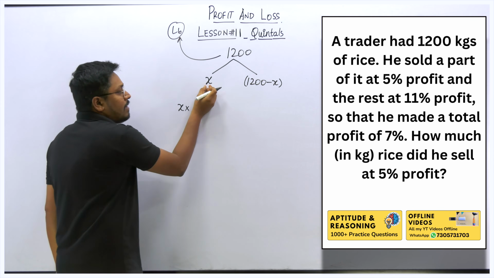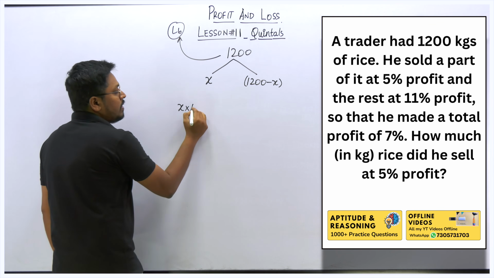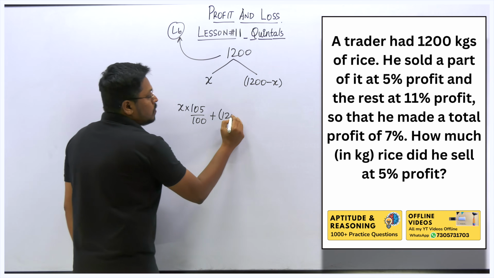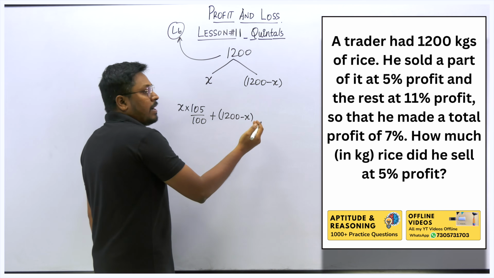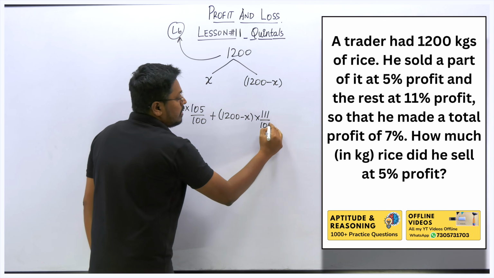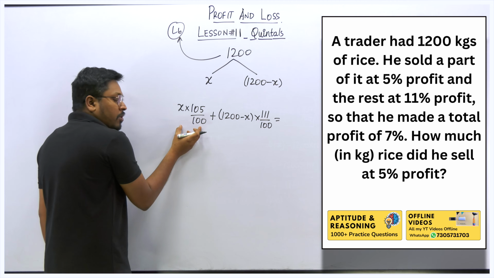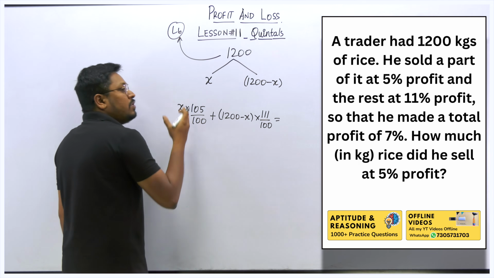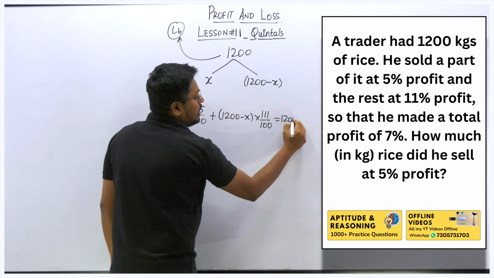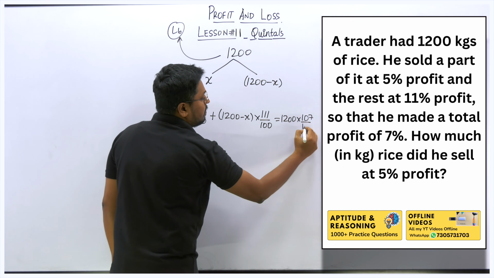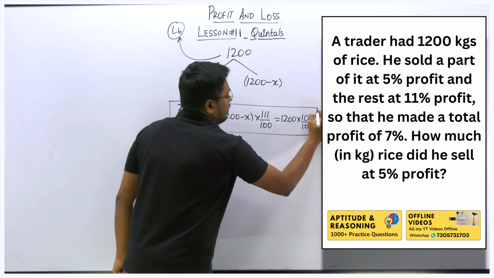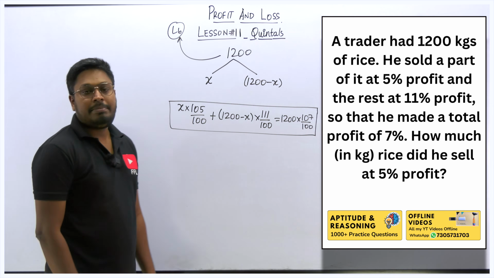Now the first part x is sold at 5% profit, so that is 105 by 100. Similarly, the second part, 1200 minus x, the remaining part, has been sold at 11% profit, so 111 divided by 100. Totally he got a 7% profit, so 1200 into 107 by 100. Friends, if you can understand this equation alone, then the complete lesson will be easy for you.